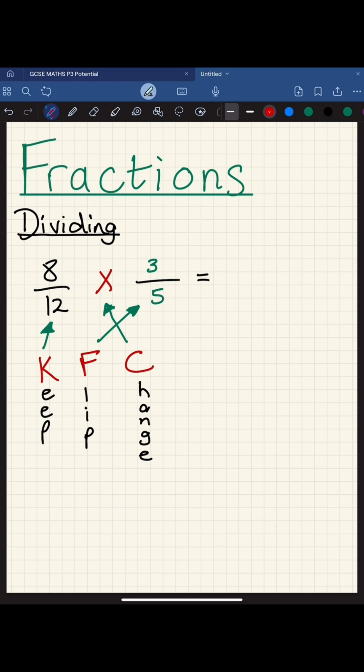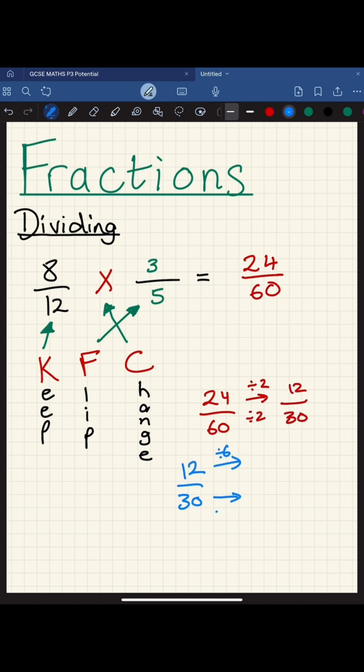And how do we multiply? Numerator times numerator, 24, and denominator times denominator, 60. Now we can simplify this, dividing top and bottom by 2. And then we can simplify again by dividing top and bottom by 6, giving us 2 over 5.